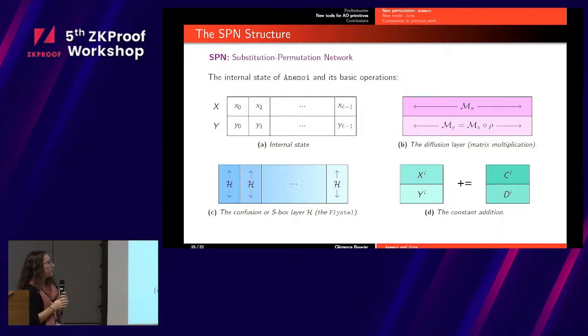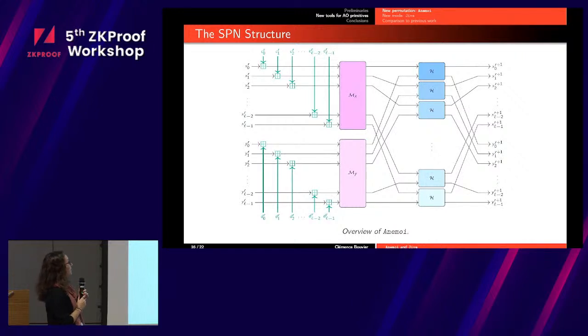Then we have what we call a diffusion layer, which is basically a matrix multiplication. We have a matrix multiplication for the first row and another one for the second row, which corresponds to the first one after applying a permutation. Finally, we have the constant addition, where we add a vector C to the vector X and a vector D to the vector Y. We can also represent it like this: we have our vector X, our vector Y, we add our constants, then we do the matrix multiplication, and then we apply our S-box. This represents 1 round of the Anemoi permutation.